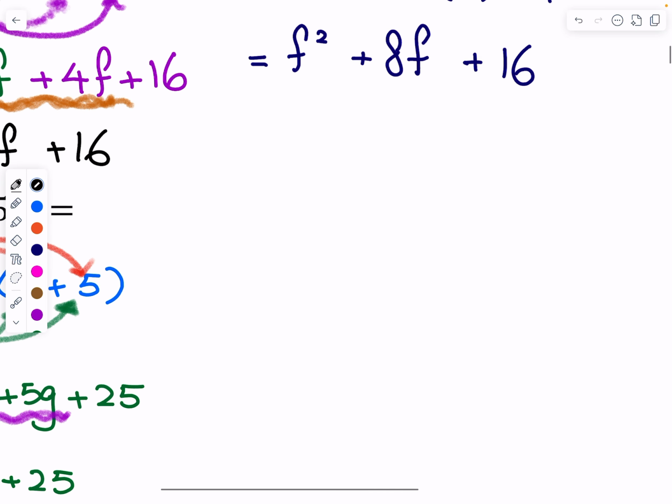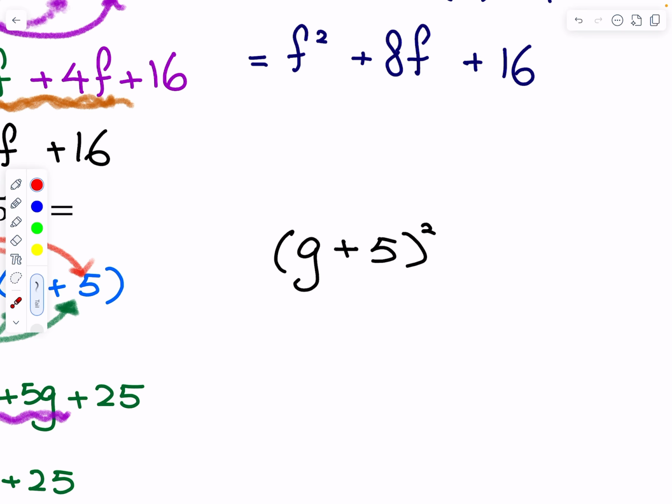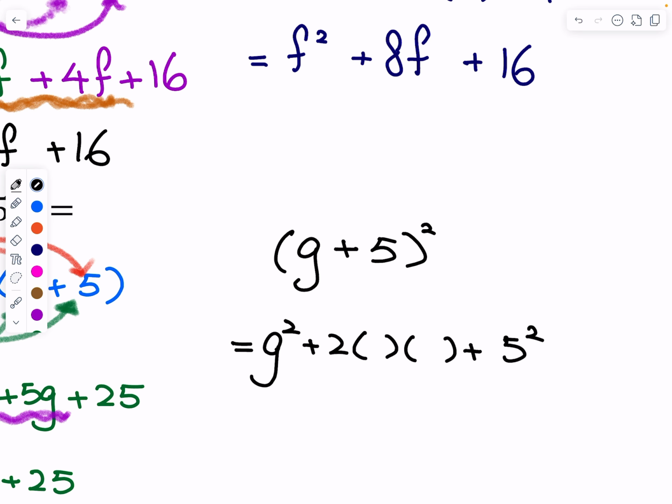Identity method, please also do the same way. (a + b)². Which one is a and which one is b? (a + b)² will be a² + 2ab + b². What is a? g. What is b? 5.